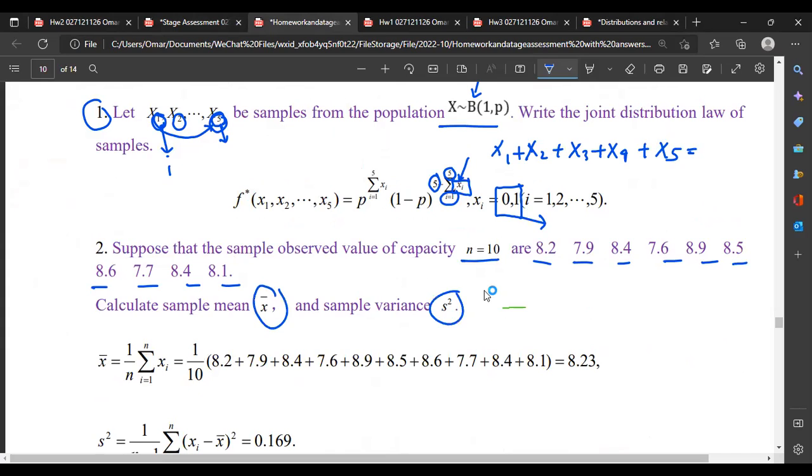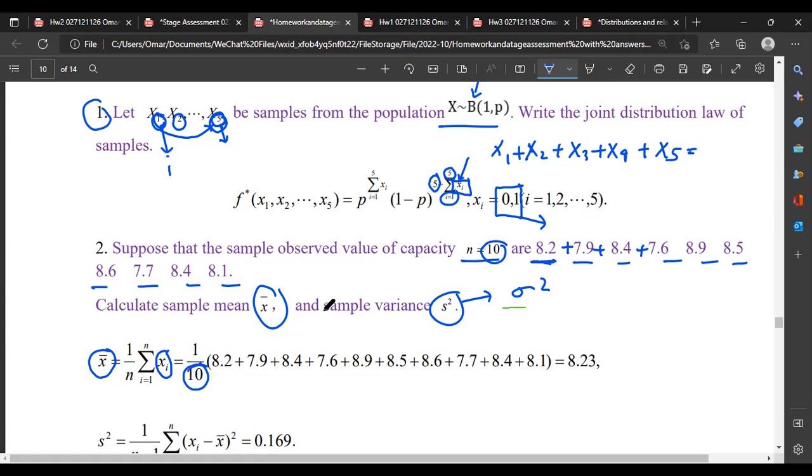So here is s square. We can also say it as sigma square, okay? So we know that sample mean x, it means we have to sum all the xi values, right? We have to sum all of them, 8.2 plus 7.9, we have to sum them. And then we have to divide by the value of n, or total number of data. So here n is equal to 10. So we sum them and we just divide by 10. So we get 8.23.